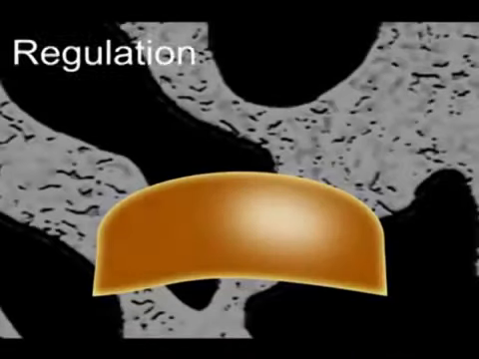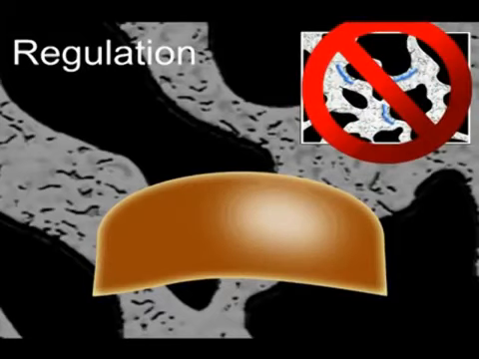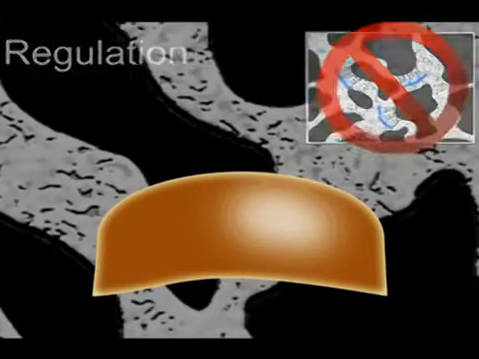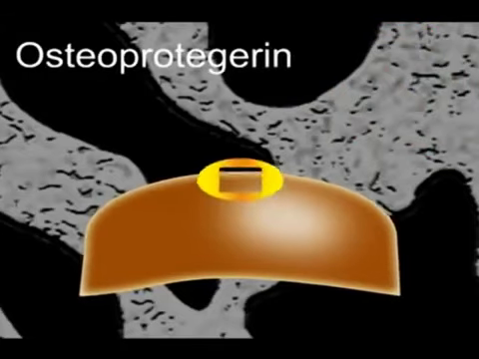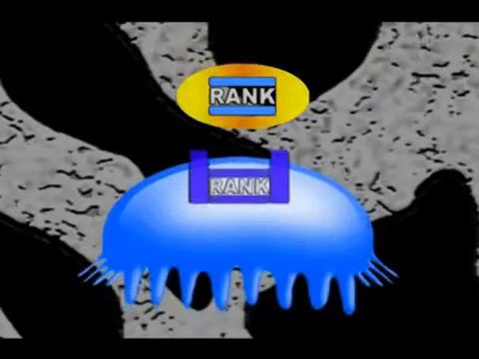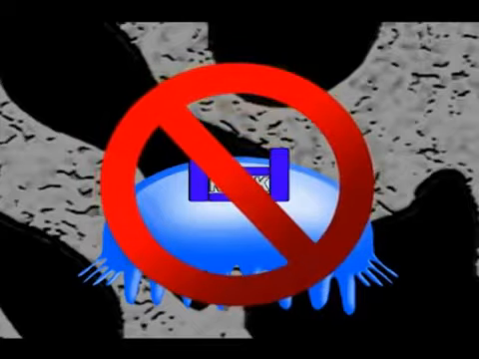Osteoblasts also have a regulatory mechanism which protects bone from resorption. Osteoblasts secrete osteoprotegerin, which when bound with RANK ligand, protects the bone from osteoclastic activity.